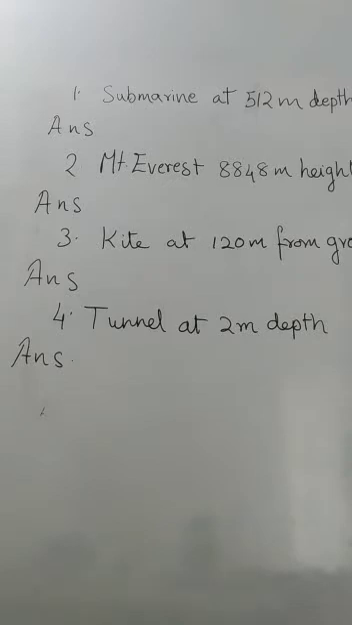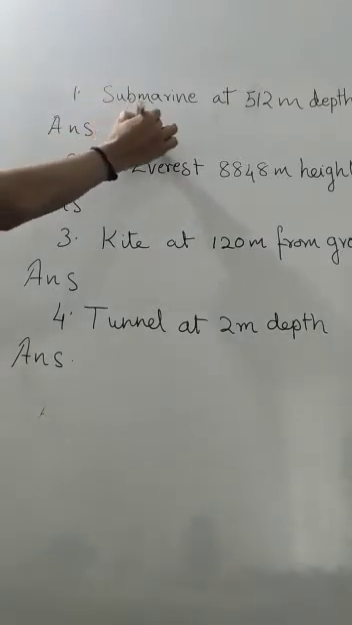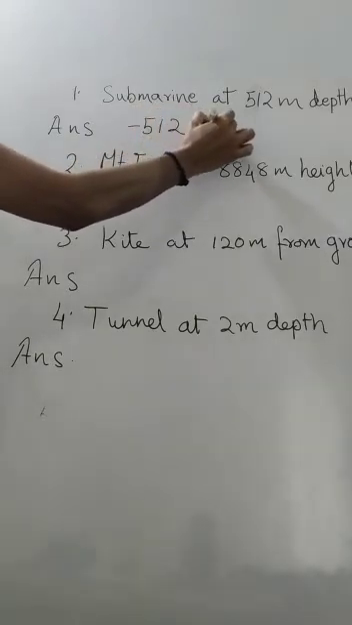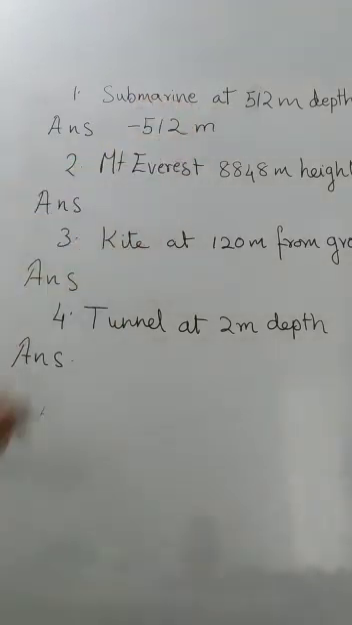So first example, a submarine is at a depth of 512 meters below sea level. So below sea level, a submarine is used to travel under the sea. So it is below. So how will you write it? Minus 512 meters.